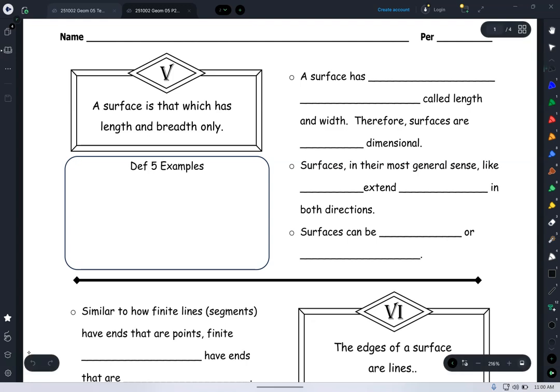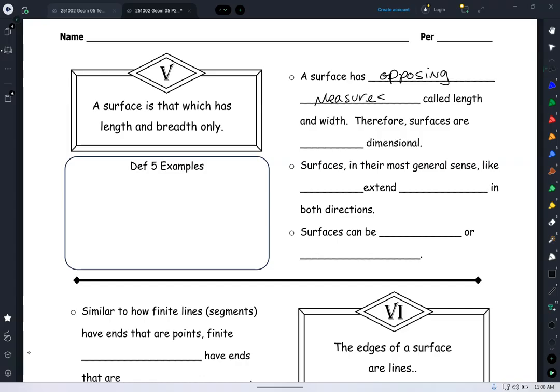So a surface has opposing measures. Okay, these are opposing measures called length and width, which is what Euclid meant when he said breadth. So therefore, surfaces are now two-dimensional. So now I've had no dimensional, one-dimensional, and two-dimensional.